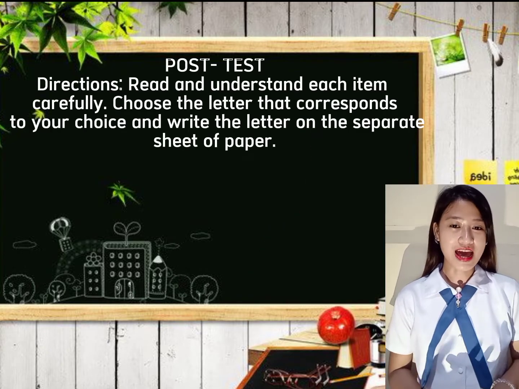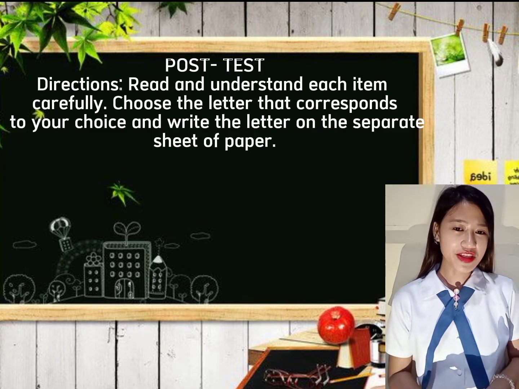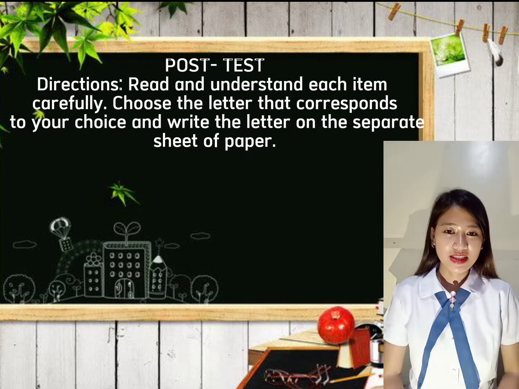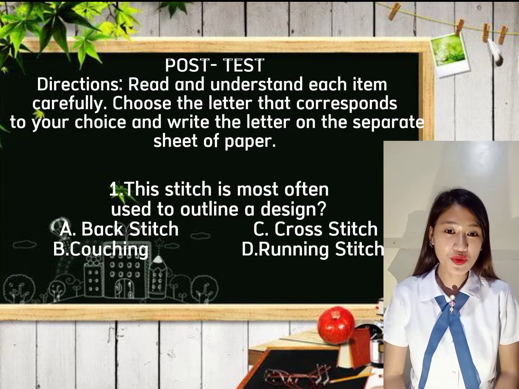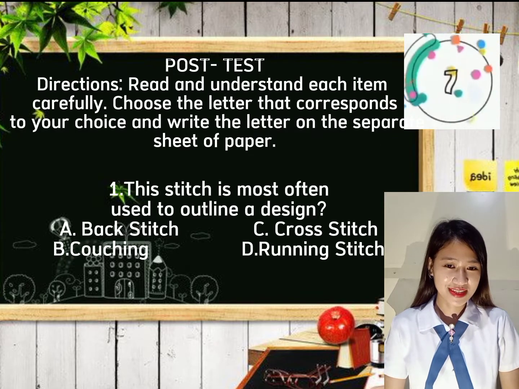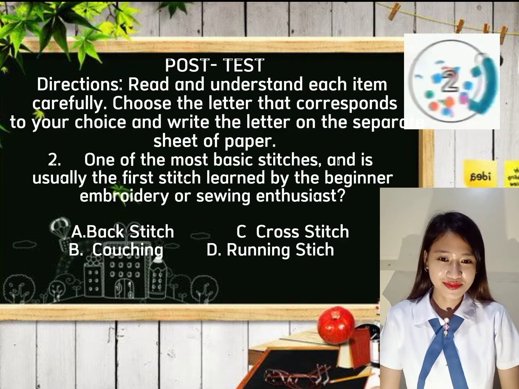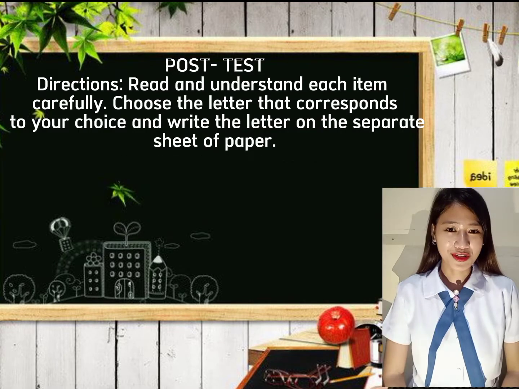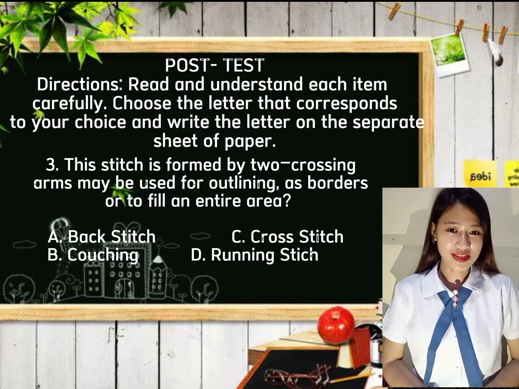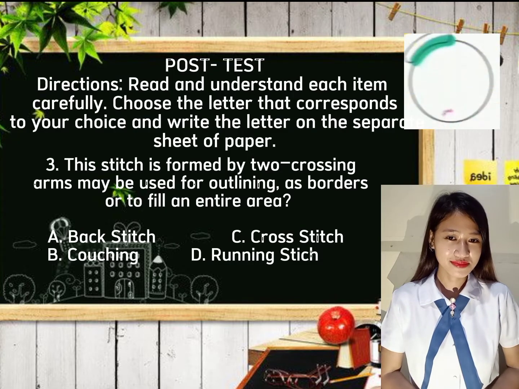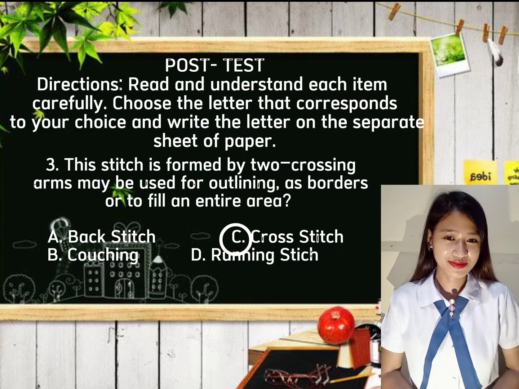Direction: read and understand each item carefully. Choose the letter that corresponds to your choice and write the letter on a separate sheet of paper. Number 1. This stitch is most often used to outline a design. A. Back stitch. Number 2. One of the most basic stitches and is usually the first stitch learned by the beginner embroidery or sewing enthusiast. B. Running stitch. Number 3. This stitch is formed by 2 crossing arms mainly used for outlining, as borders, or to fill an entire area. C. Cross stitch.